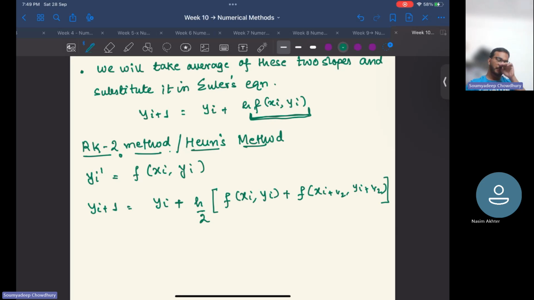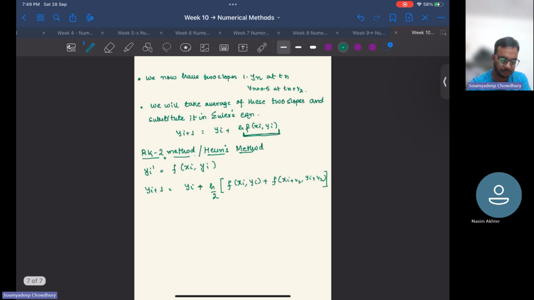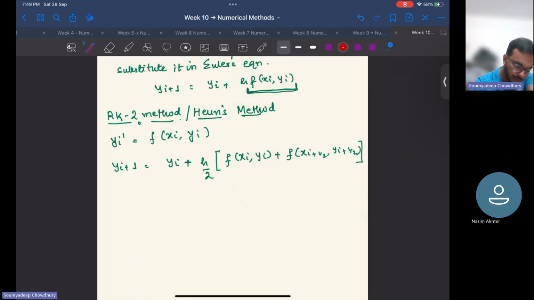Okay, so before going to the RK4 method, we will see two problems based on Euler's method and RK2 method. Then we'll go to the RK4 method. So we'll just look into the problems.